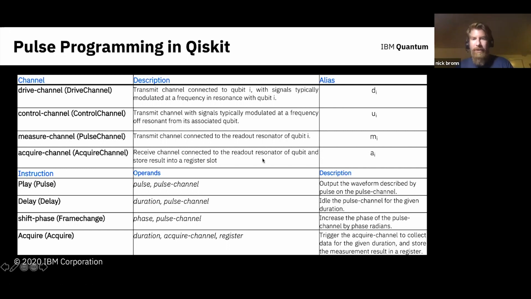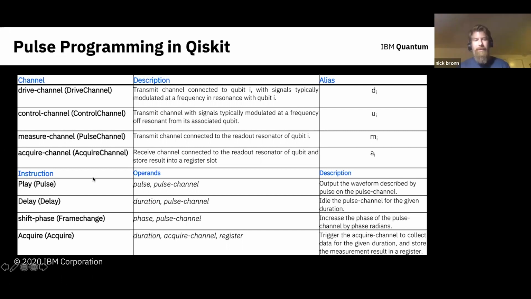And then we have the acquire channel, which is not actually a pulse itself, but it tells a digitizer to acquire a signal that's coming back from a measurement signal. And then we have commands that instruct what the pulses can do. So you can play a pulse out.